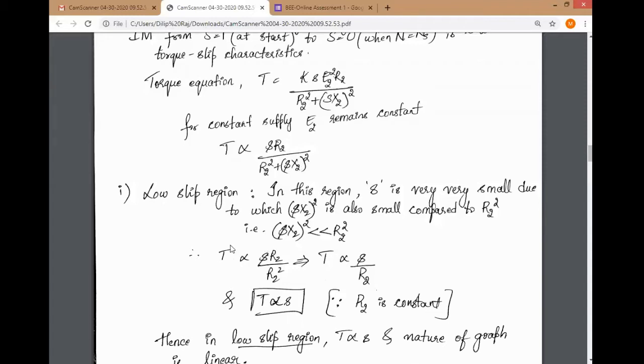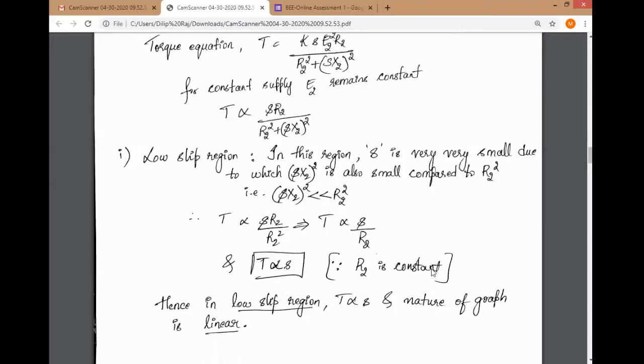So what are we left with? It is T directly proportional to S R2. The numerator is untouched, it remains the same, divided by the only term in the denominator, which is R2 square. Simplifying this further, we get S by R2. But the resistance of the winding remains constant. So once it is constant, the torque and slip relation here is that torque is directly proportional to slip. So in the low slip region, torque is directly proportional to slip. And because we have this directly proportional relation, the nature of the graph will be linear.